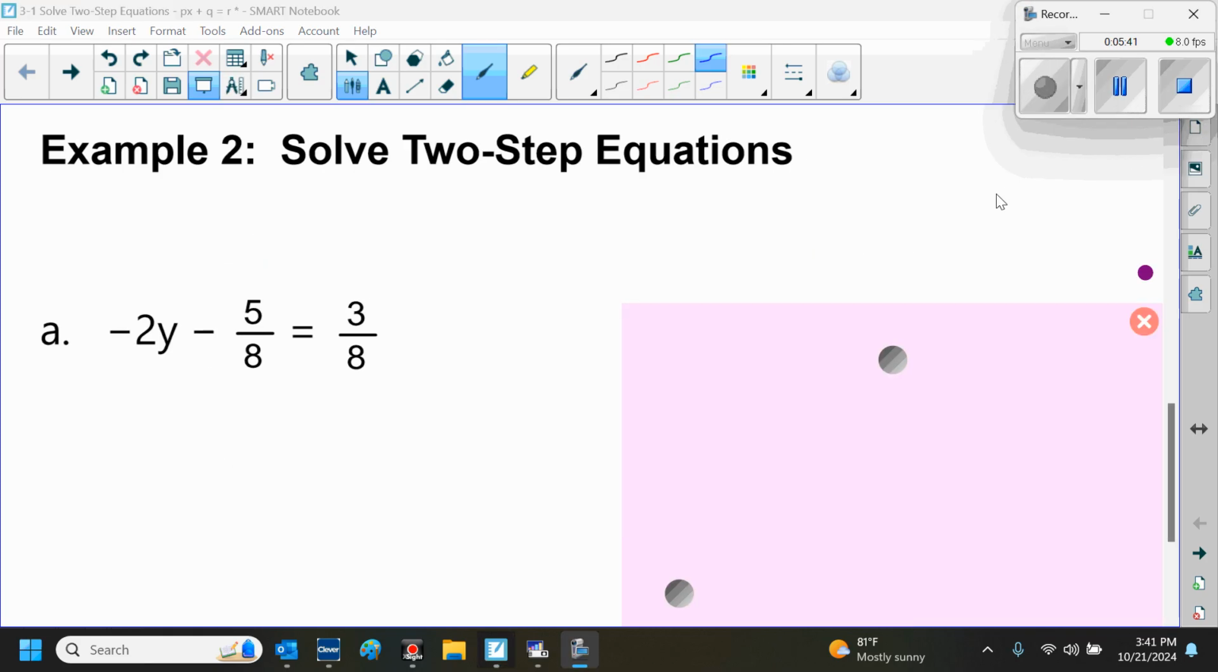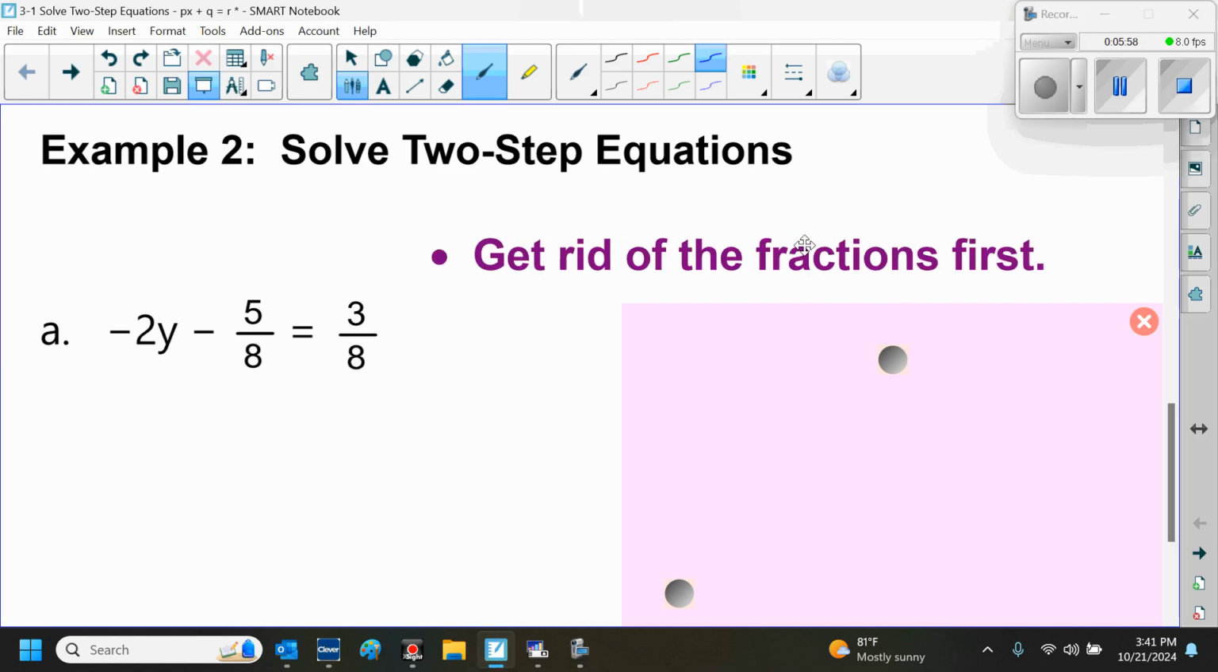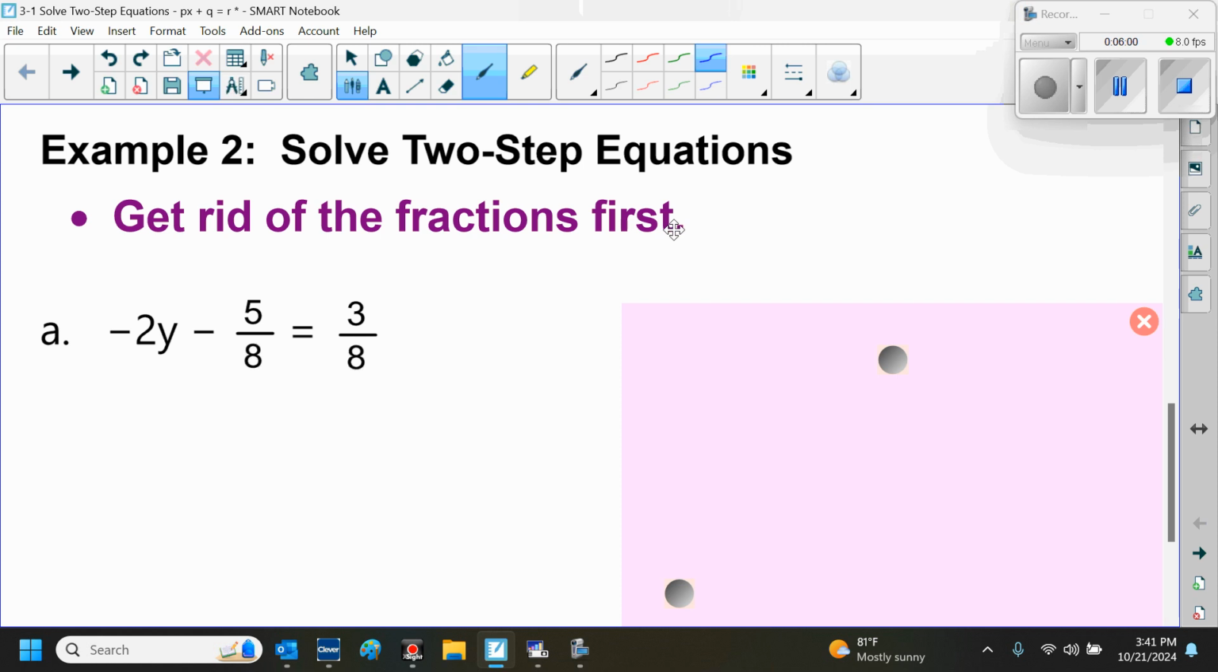All right, example 2 is still solving two-step equations, but this one is with fractions. Now, you guys, it is okay. You can still follow the same process with fractions, but I'm going to show you a trick, okay? Now, in this trick, we want to get rid of the fractions first, okay? Now, write this down. The way you're going to get rid of the fractions is that you're going to multiply by the denominator. You're going to multiply each term times the denominator of the fraction.